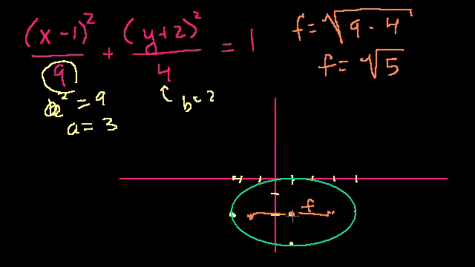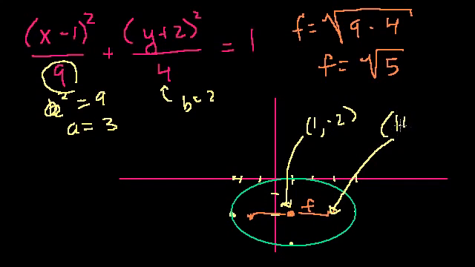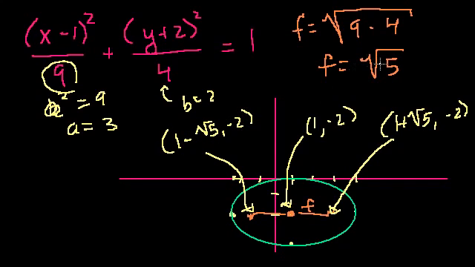So if this point right here is the center of the ellipse, the point 1 comma minus 2, the coordinate of this focus right there is going to be 1 plus the square root of 5 comma minus 2. And the coordinate of this focus right there is going to be 1 minus the square root of 5 comma minus 2. And all I did is I took the focal length, and since we're along the major axis, the x-axis, I just add and subtract this from the x-coordinate to get these two coordinates right there.